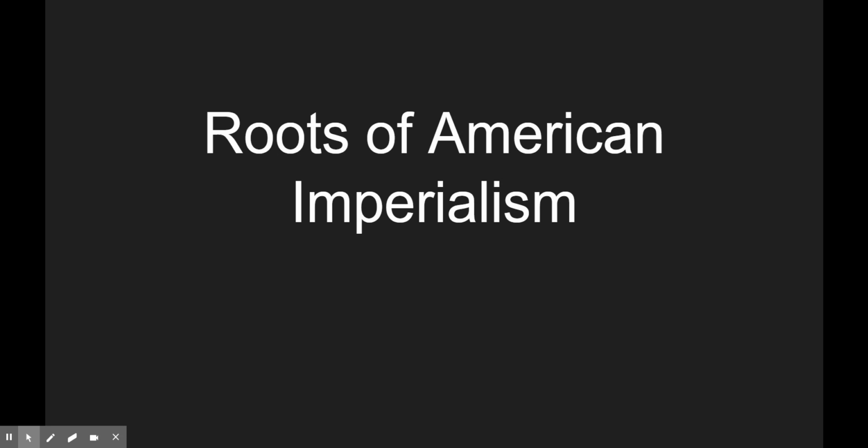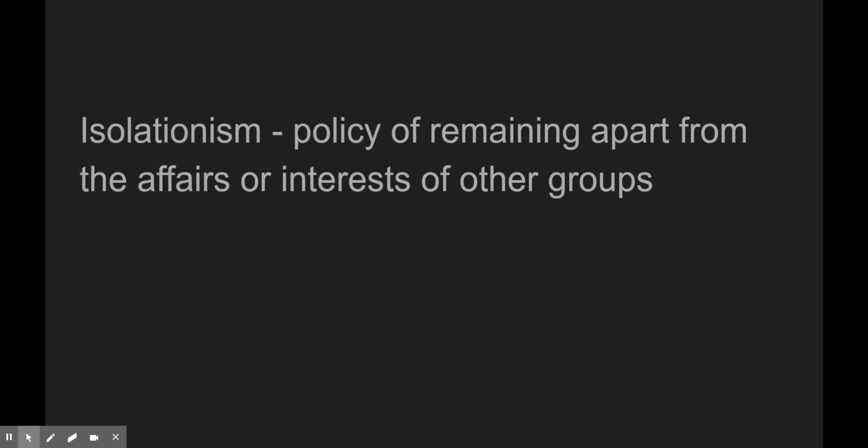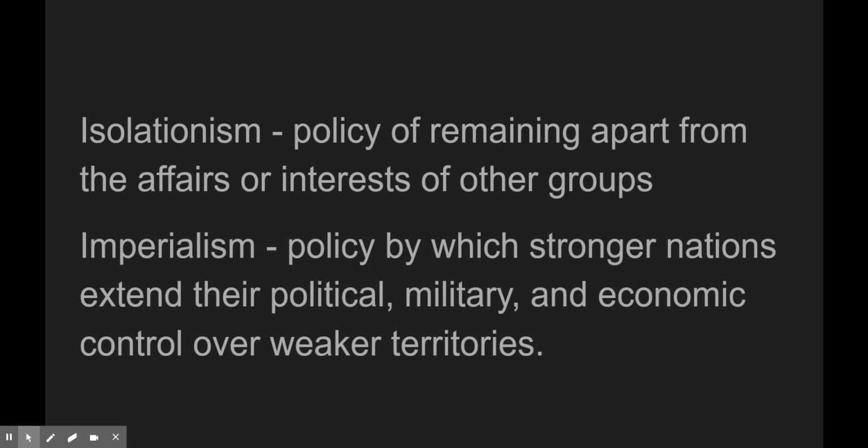In this time period, towards the end of the 1800s and early 1900s, the United States is going to start to acquire overseas colonies just like European powers have done. So let's start. What we're going to do is actually start with two important definitions. These two definitions are going to be on your test.